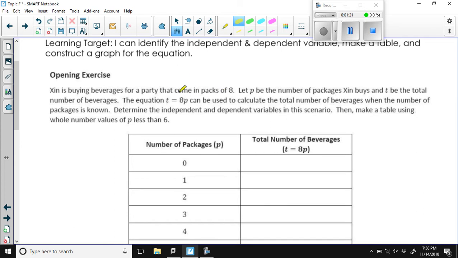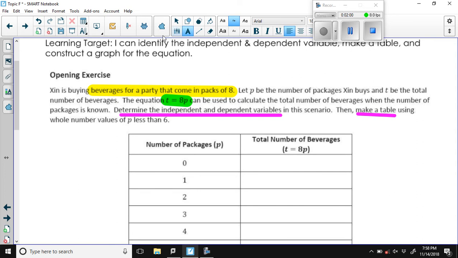So what's important is that the beverages for the party come in packs of 8. We have our equation T equals 8P. We have P being the number of packages and T being the total, so I'm not going to highlight that because I don't want to mark it up too much. What we have to do is determine the independent and dependent variables, and we need to finish making this table. Okay, so let's take a look.